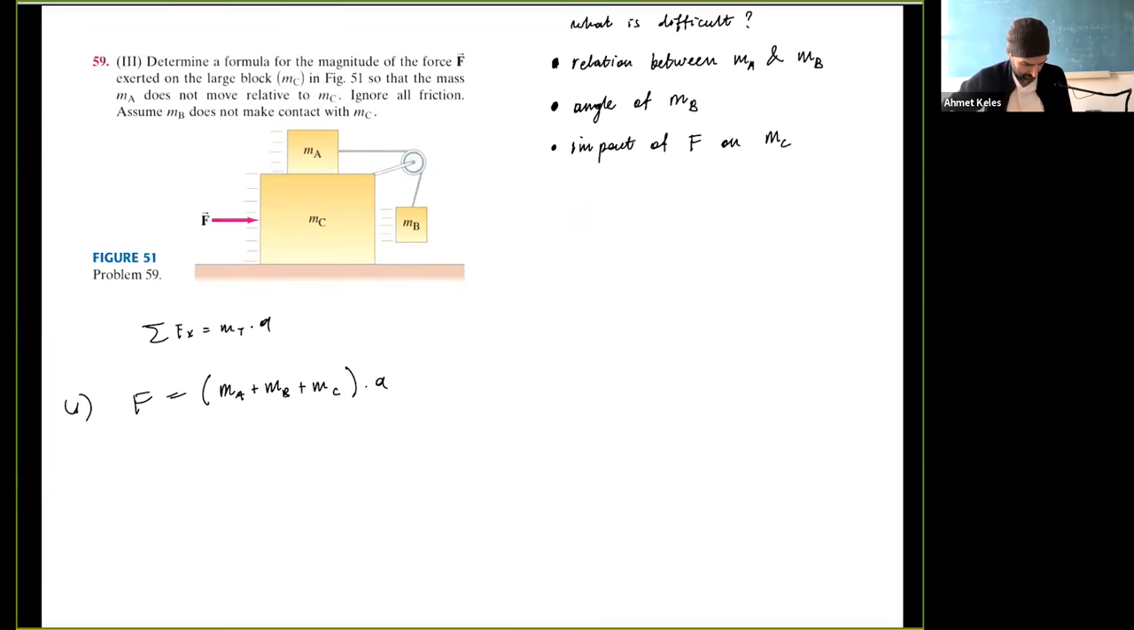So what else do we have? Let's look at MA, this one. Clearly that one is simple because there's only one thing here, and it is the tension. Of course, there is mg and a normal force, but they are in opposite directions, so we don't care about this. We are only interested in the horizontal direction. Then I say T is equal to MA times A. And the tricky part, MB.